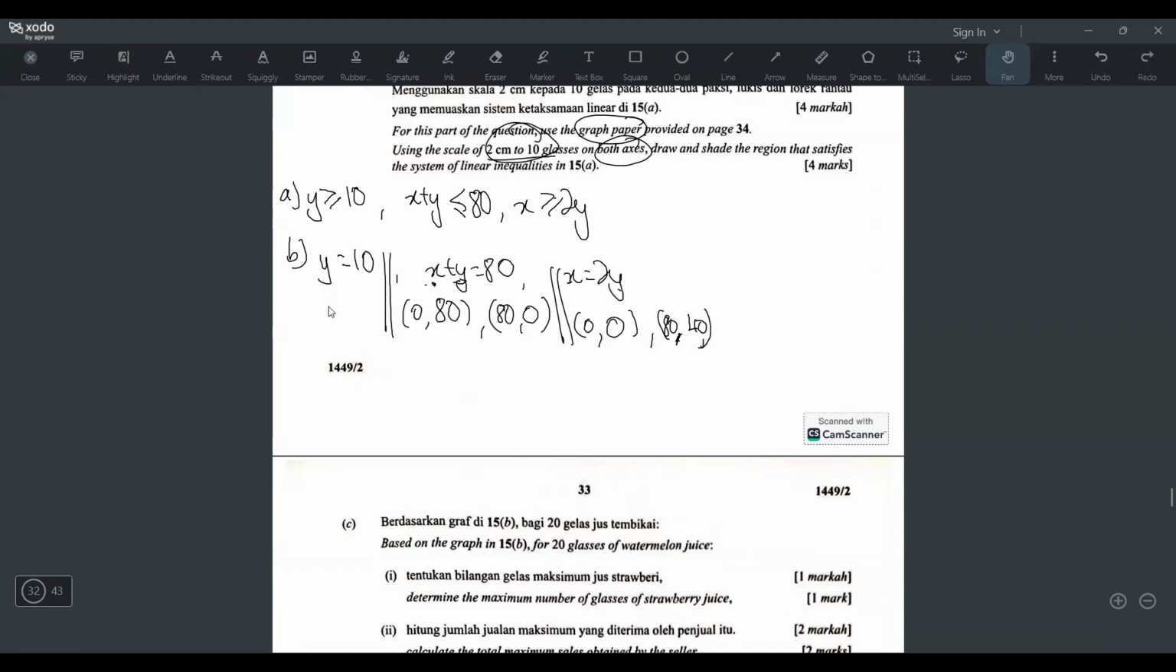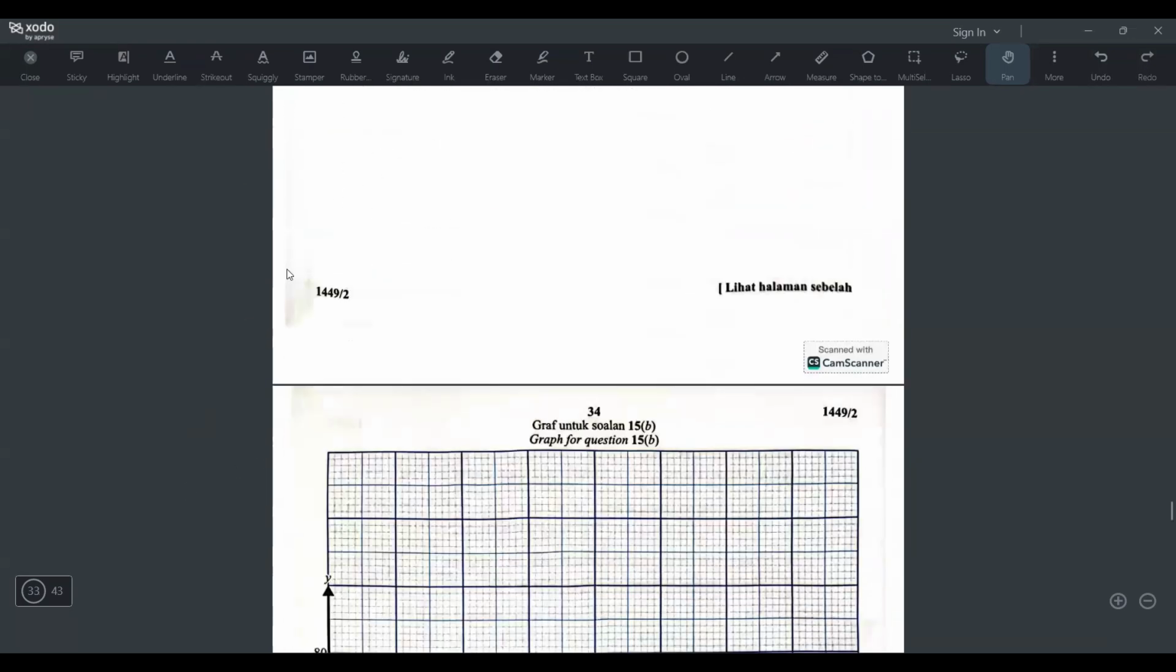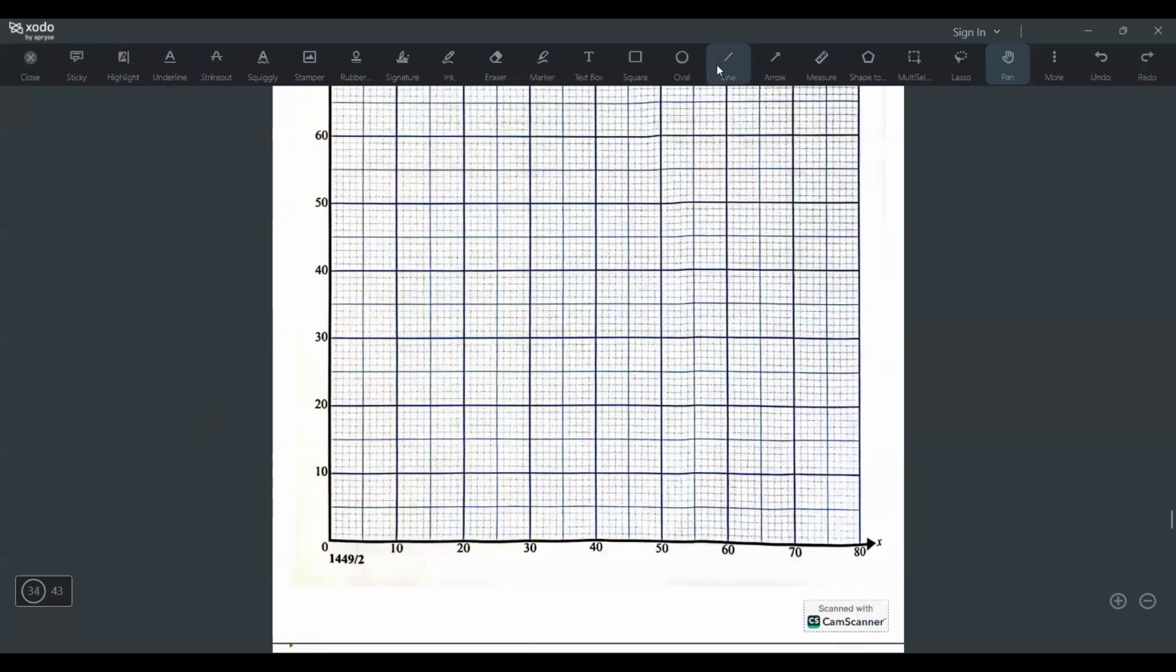Okay, the first line, I never find any point because dia ada satu variable saja. Maksudnya dia akan potong paksi y saja. Dia tak ada x. Dia potong paksi y dekat 10. So it will cut the y-axis at 10. So what you do now? Just go to y-axis, cari 10 and then draw a line. So this is y-axis 10 and then just draw a line. Okay, so this is the line.